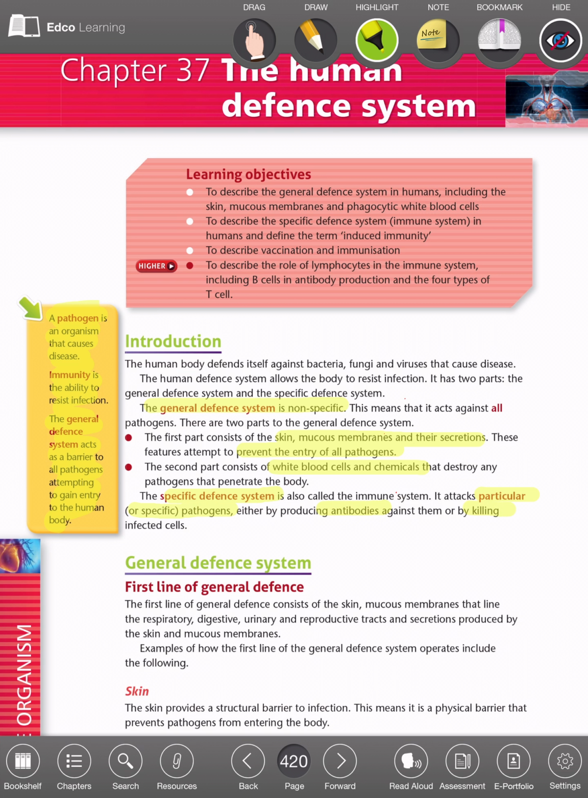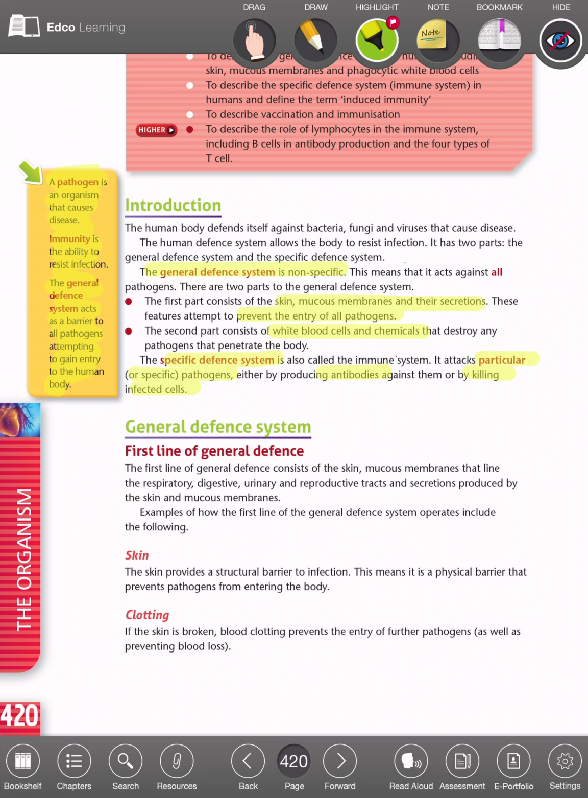So our general defense system, the first line of general defense, consists of the skin, your mucous membranes, that line the respiratory, digestive, urinary and reproductive tracts, and secretions produced by the skin and mucous membranes. So examples of how the first line of the general defense system operates include the following. Okay, so your skin provides a structural barrier to infection. Okay, so it's very much a physical barrier that prevents pathogens from entering the body.